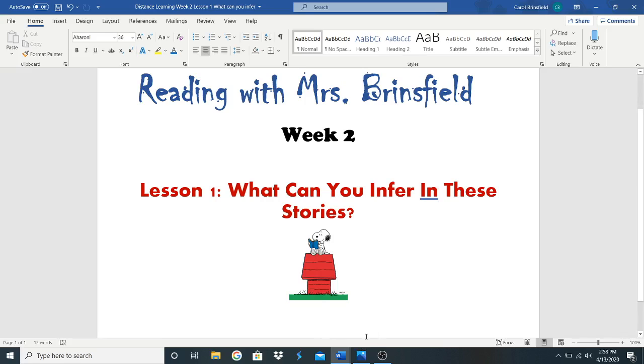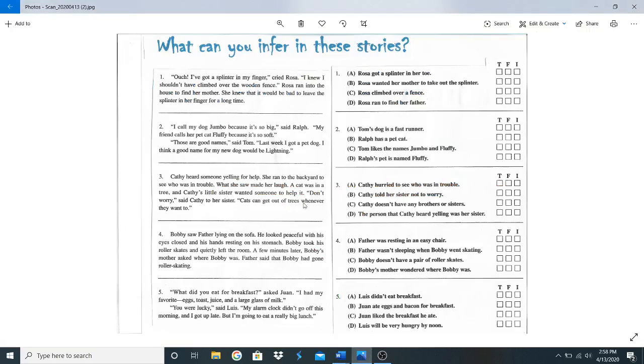So let's go ahead and get started with our activity, titled, What Can You Infer in These Stories? The first story, story number 1, is right here, and it has the question number 1 that goes with it. So I'll go ahead and read it.